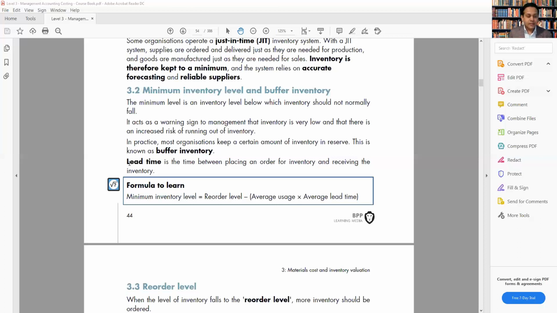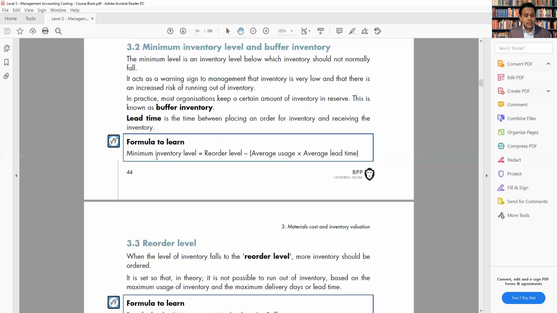The next point we have is lead time. The lead time is the time between placing the order for inventory and receiving the inventory. So for example, if I order today and I receive after 5 days, my lead time is 5 days. From the day I place the order to the day I receive the delivery, the time in between is called lead time.